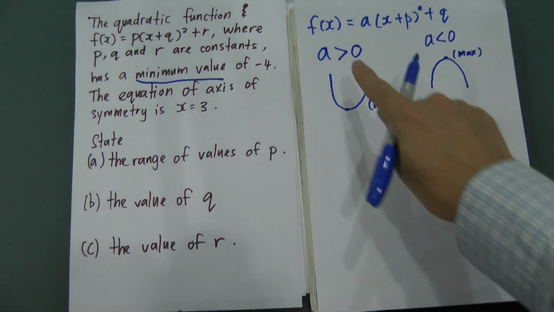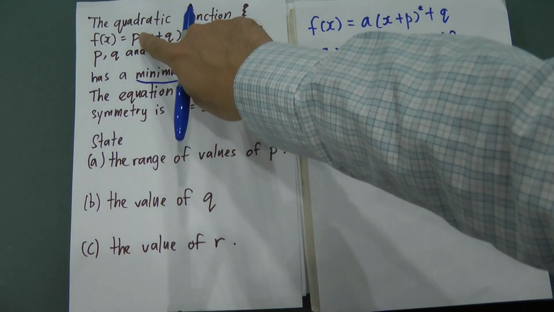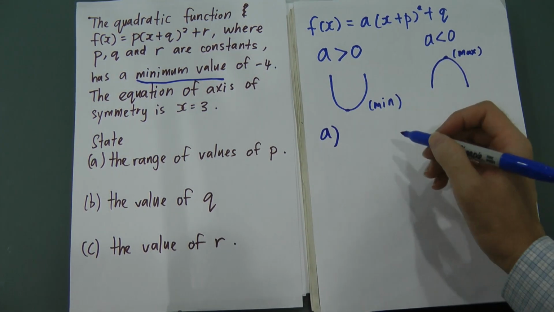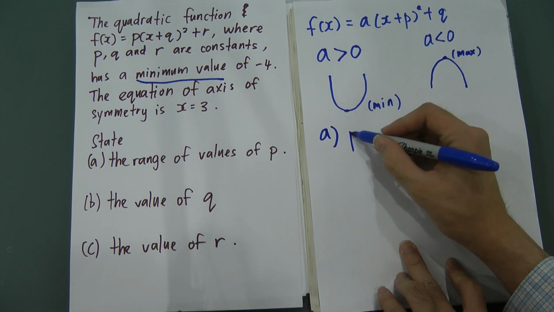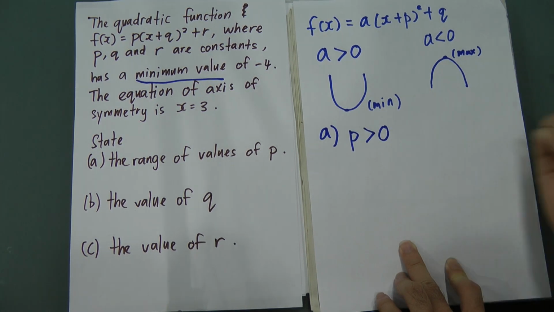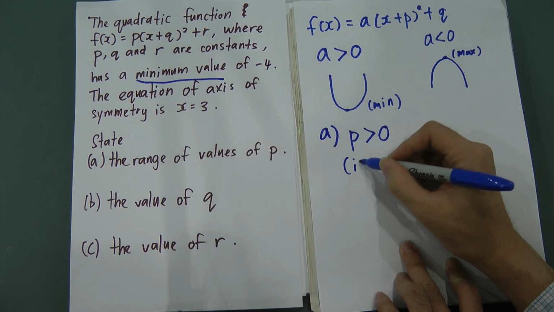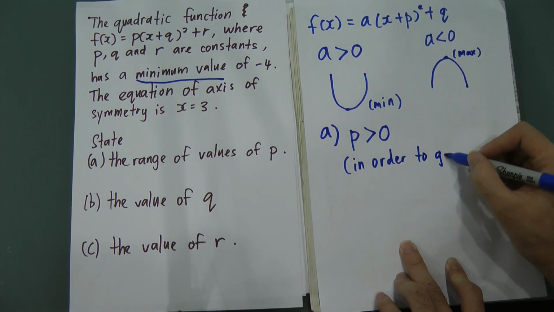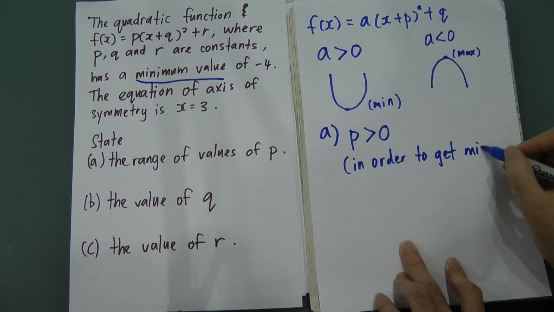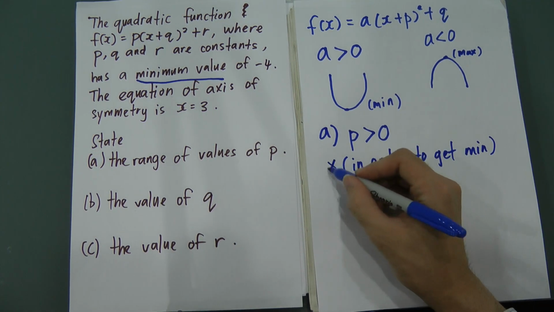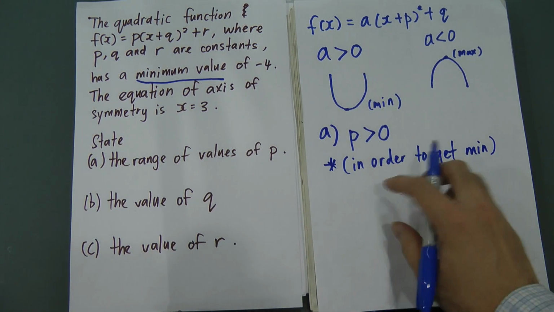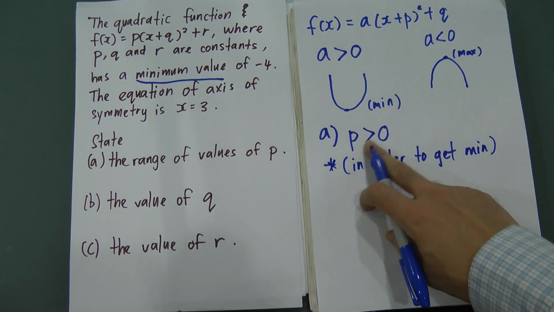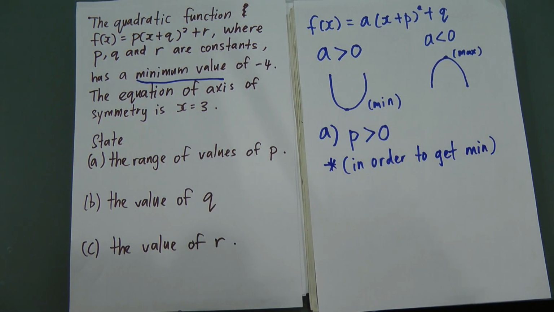Therefore, a is p, and the range of p is very simple. p must be bigger than 0 in order to get the minimum point. Of course, I write this sentence for you, but you don't need to write it in the exam. You just need to write p bigger than 0. This is just a 1 mark question.